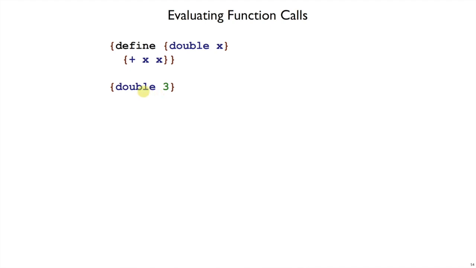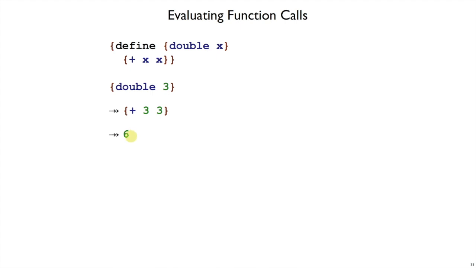The process is that when the interpreter sees this function called double 3, it has to go find the double function, look at the argument name x and look at the body, and it needs to substitute in the result of 3 for the argument x in this body. So it's going to need to go from double 3 to plus 3, 3. And then, of course, regular arithmetic interpretation takes over from there, and we get 6 out as the result.